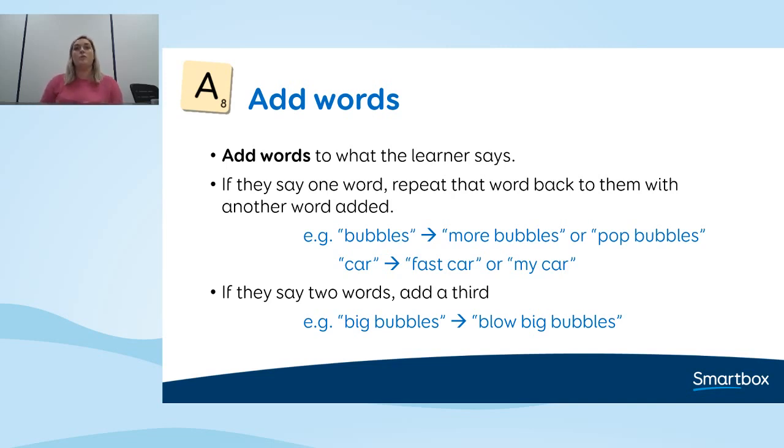For example, you might say bubbles, or the AAC learner might say bubbles, and a nice expansion of this would be to say more bubbles or pop bubbles. And if they said car, fast car, or my car. If they say two words, add a third, and so on and so on. And this can then be taken forward with grammar.